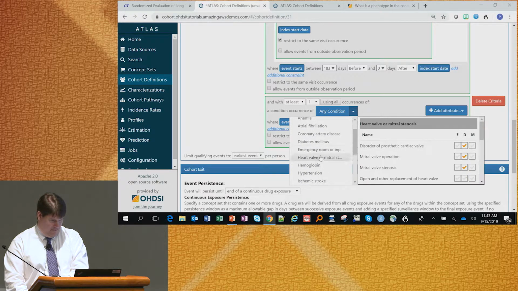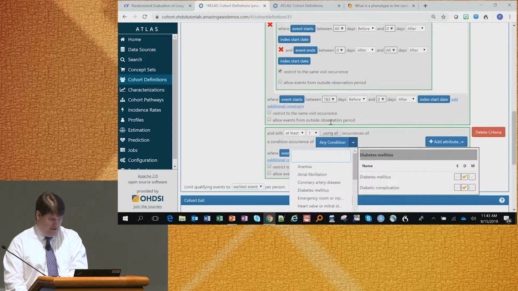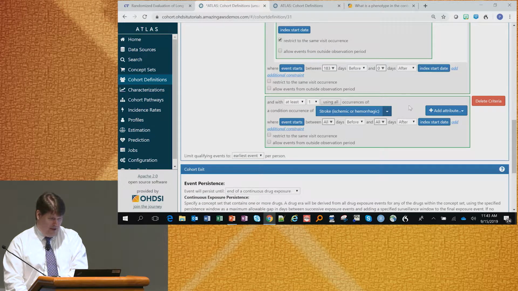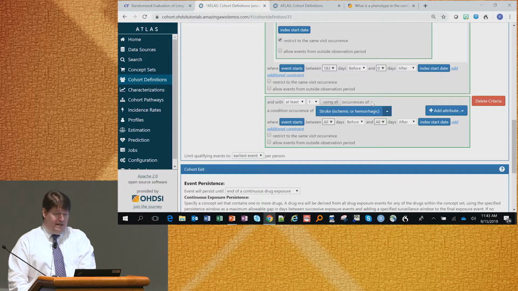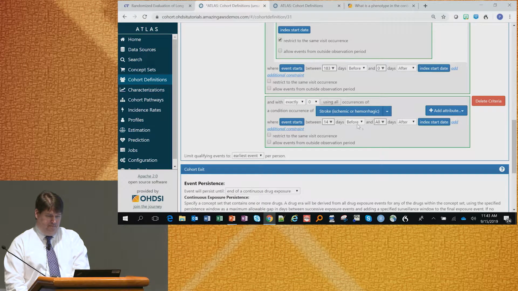Sorry. What did I say? Yeah, it's there. There it is. Sorry. Eyes going blurry. So we're basically saying here, they also must not have the stroke between 14 days prior, right?